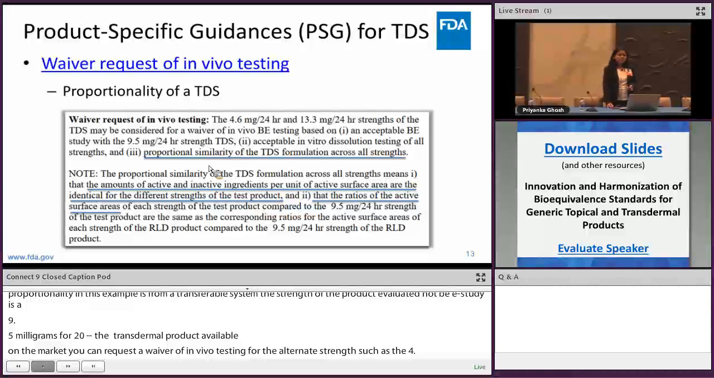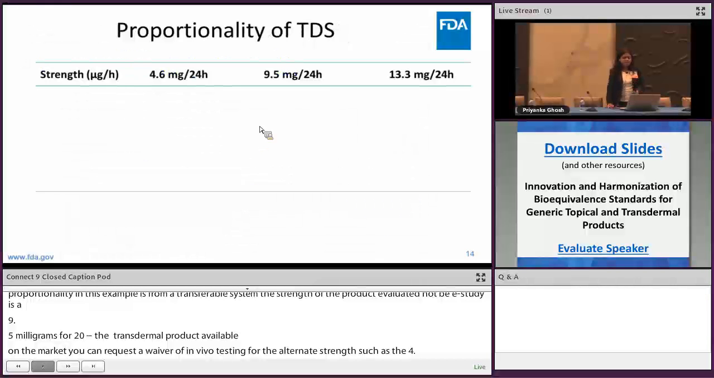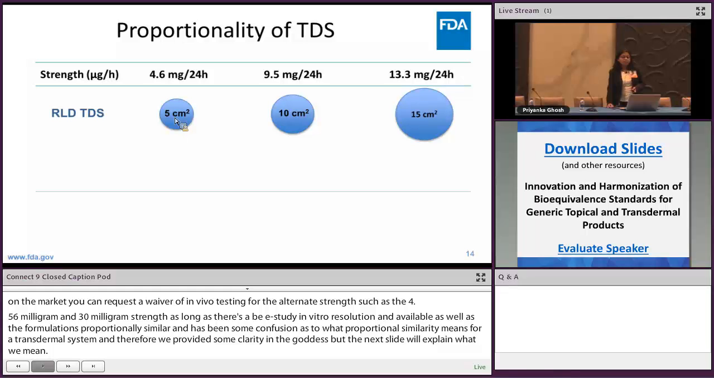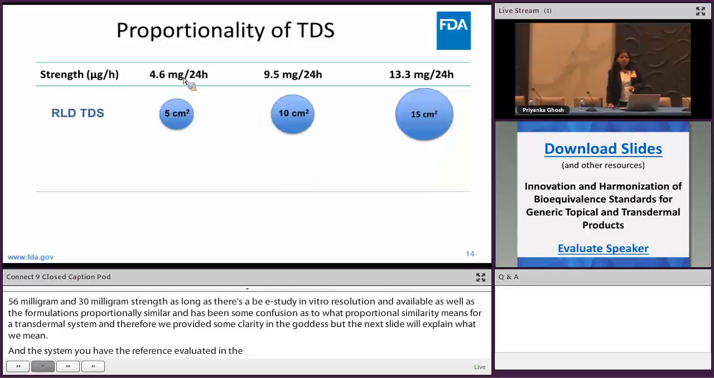There has been some confusion as to what proportional similarity really means for a transdermal system, and therefore we provided some clarity in the guidance, but I'm going to take the next slide to explain what we really mean here. Again, with the reversing mean system, you have the reference strength which is evaluated in the BE study, and if you look at the smallest strength, the reference strength is twice the size of the smallest strength. But if you look at the nominal strength that is reported for this product, 2 times 4.6 is not 9.5.